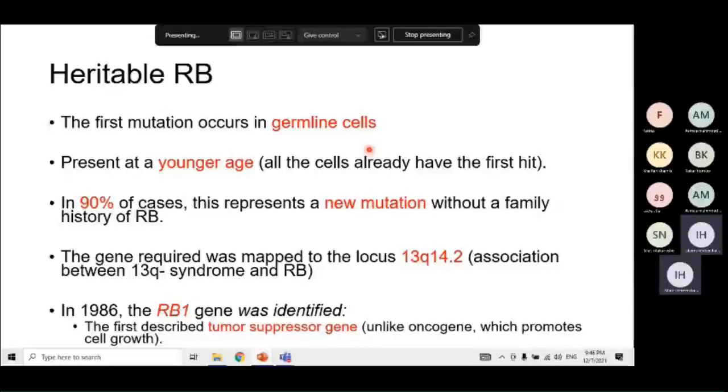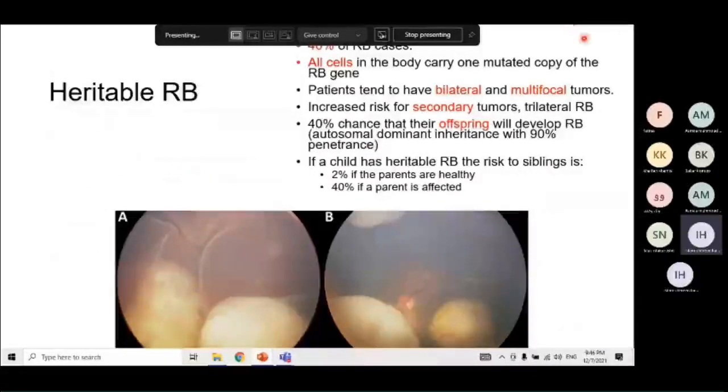So heritable retinoblastoma occurs in about 40% of cases. All the cells carry one mutated copy of the retinoblastoma gene. All the cells, whether in the retina or in the pineal body, as we will see later on, they may have what we call a trilateral retinoblastoma. Those patients have the mutation in all cells of the body, so the tumor tends to be bilateral, affecting both eyes, and multifocal.